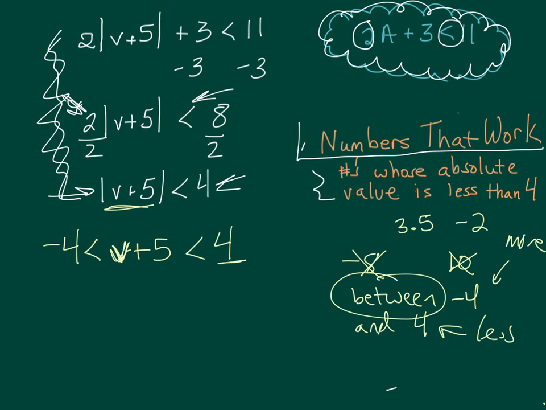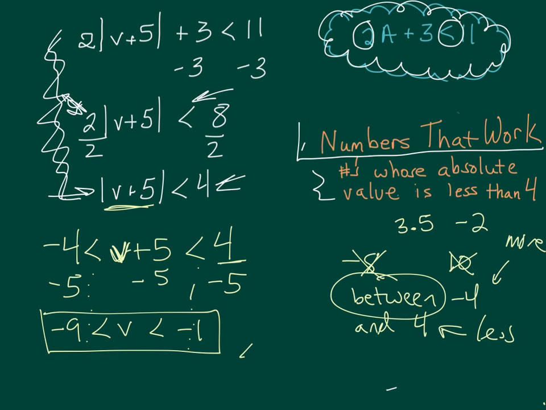But now I've got two different equations with three sides. I'm going to subtract 5 from every place. Subtract 5 from you, and from you, and from you. And that means that -9 will be less than v, which will be less than -1. So that's my solution. If I have to graph that on a number line, it'll be an open circle on the -9, an open circle on the -1, and I'll shade all the numbers in between.